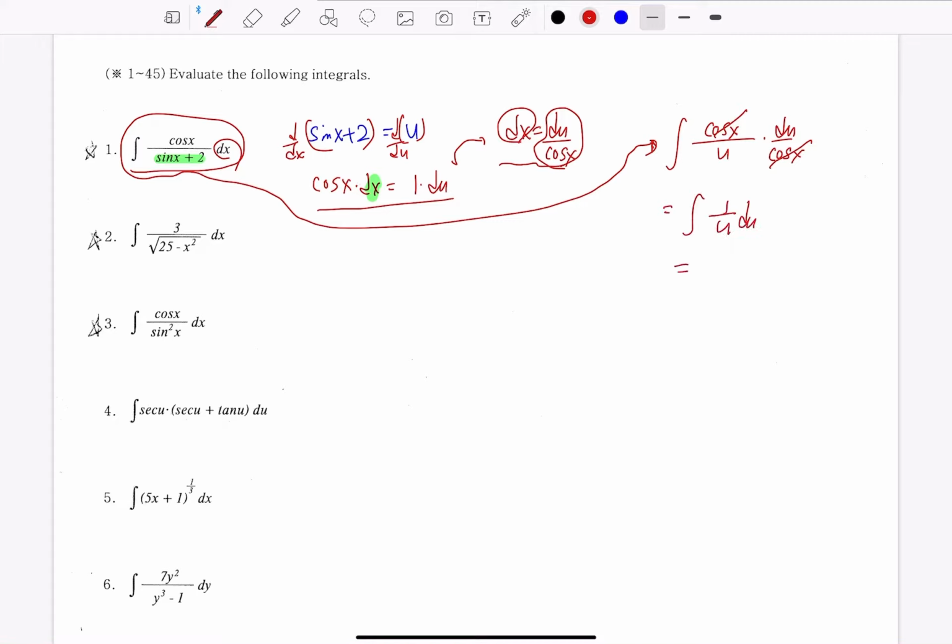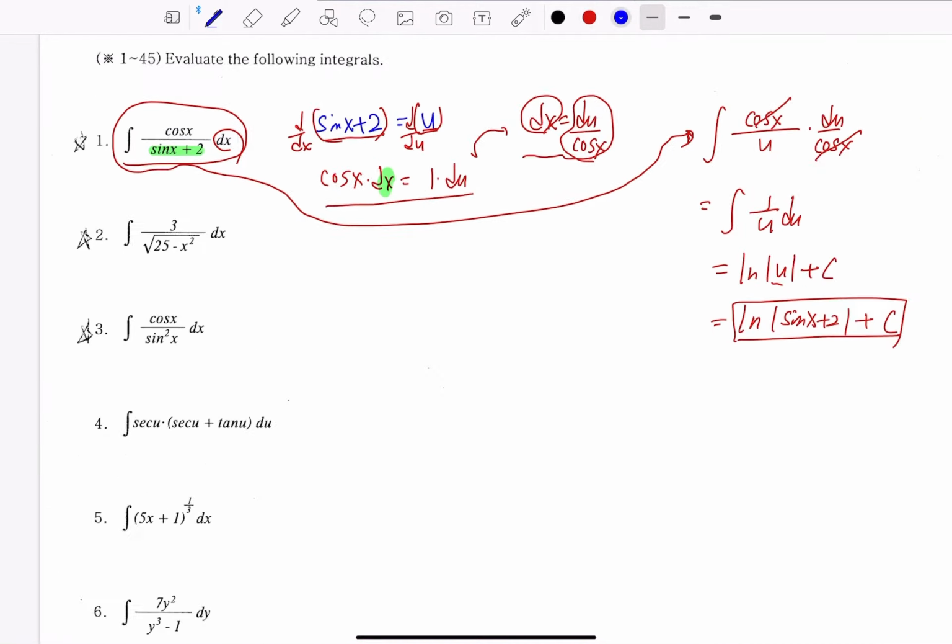You find the antiderivative of 1 over u in terms of u, which is ln absolute value of u. Don't forget to put c. And then finally, you go back to the original expression for u. u was equal to sine x plus 2. So the answer should be ln absolute value of sine x plus 2, plus c. That's the answer.